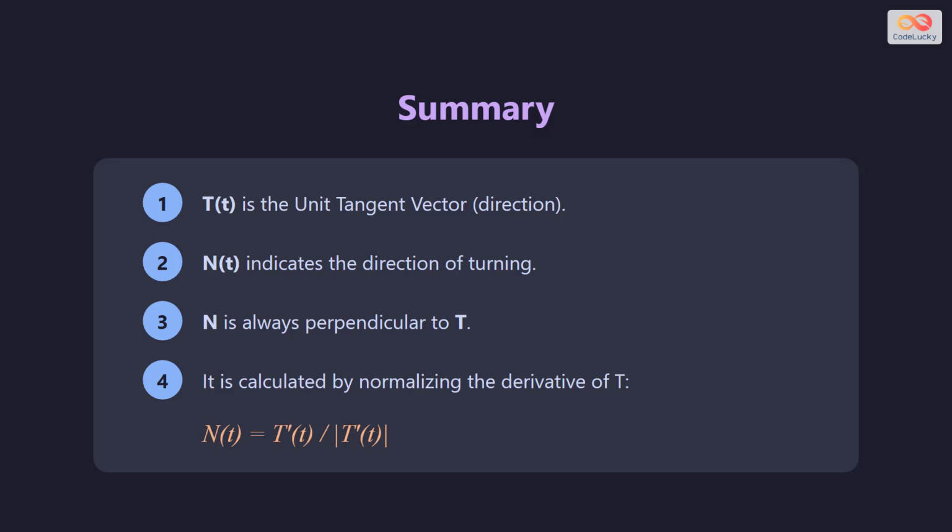To summarize, the unit tangent vector T gives us the direction of motion. The principal unit normal vector N gives us the direction of the turn. N is calculated by taking the derivative of T and normalizing it. And finally, N is always perpendicular to T and points to the inside of the curve.